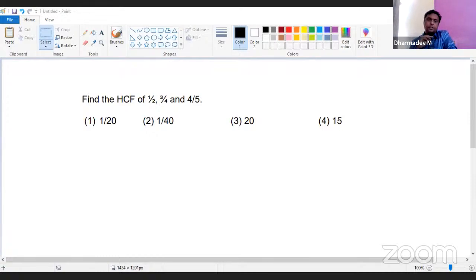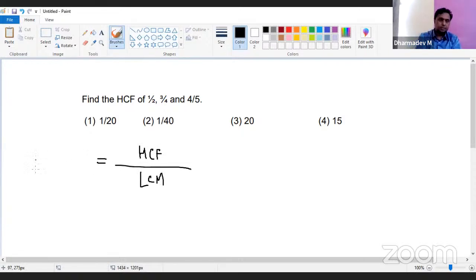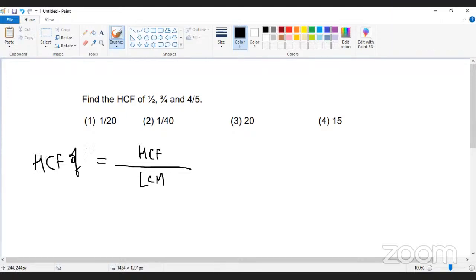When you say find the HCF of fraction, what do you do? On the numerator, HCF; on the denominator will be LCM. Understood, right? This is what is for HCF of fraction. So the answer is 1/20.